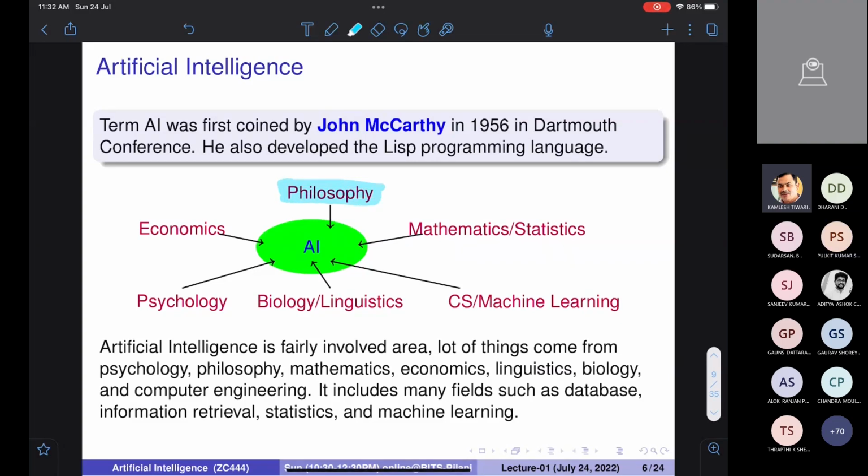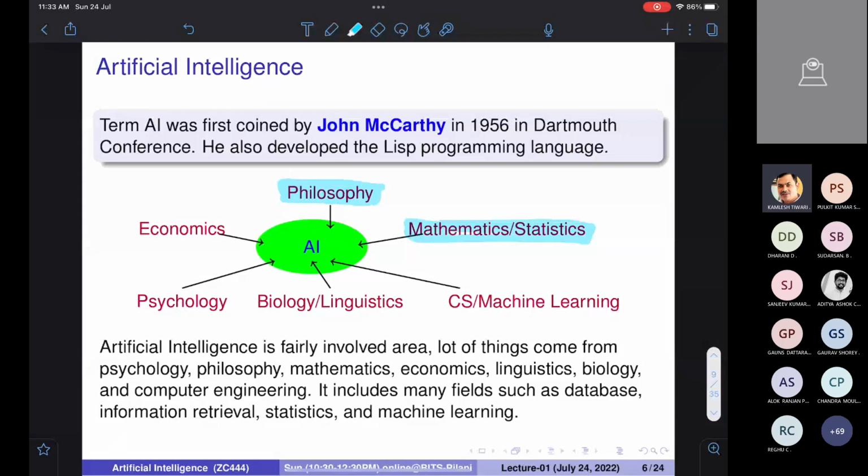So what philosophy comes into AI? What is the thing that philosophy brings to AI? New ideas. You understand? So philosophy is needed in AI to bring new ideas. Any questions on that? Okay, then we need mathematics and statistics.